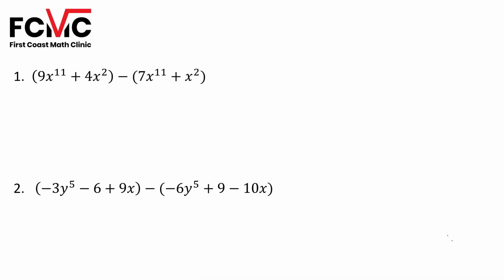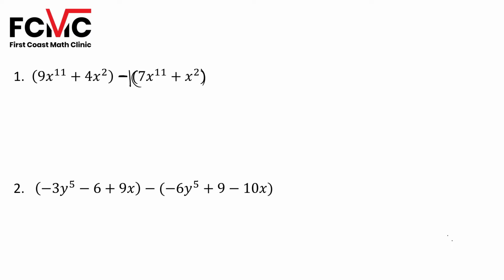In this video, I'm going to show you how to subtract polynomials. So for number one, we've got 9x to the 11th plus 4x to the second minus the quantity 7x to the 11th plus x squared. And what I like to do is, I'm subtracting this second quantity here, I like to distribute this minus sign to get rid of the parentheses.